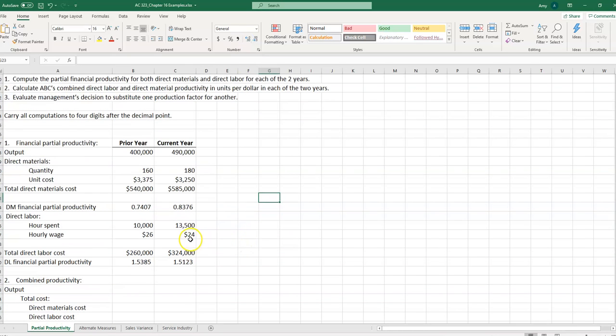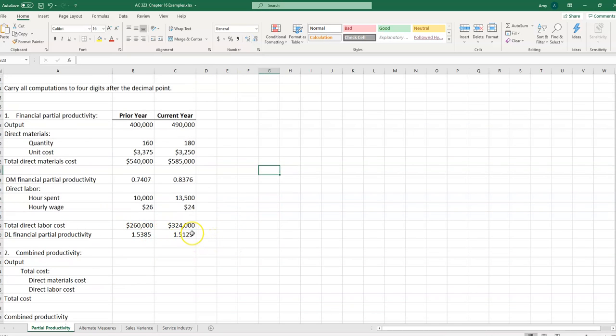So we see that we had a change in direct labor productivity also. Then we would look at that as the variance analysis when we go back to chapters 14 and 15 and look at direct material and direct labor variances against these productivity measures. We're going to look at the combined productivity.